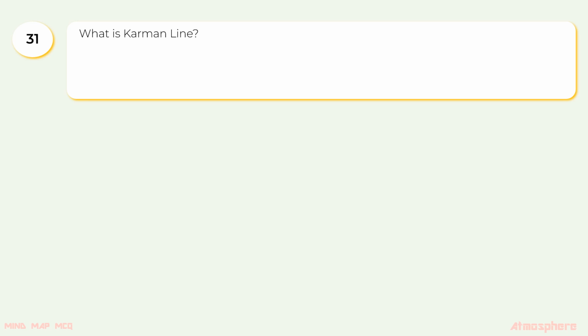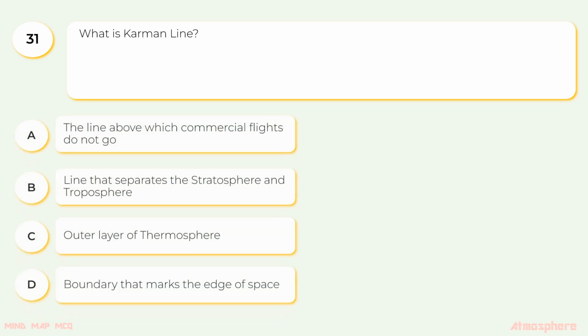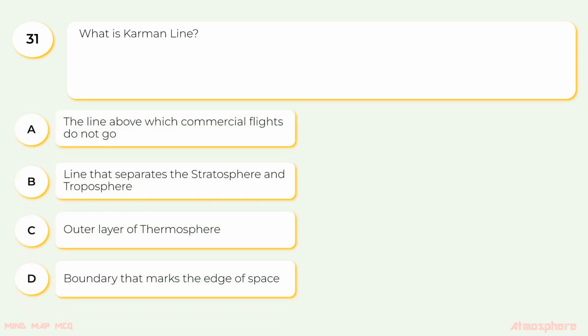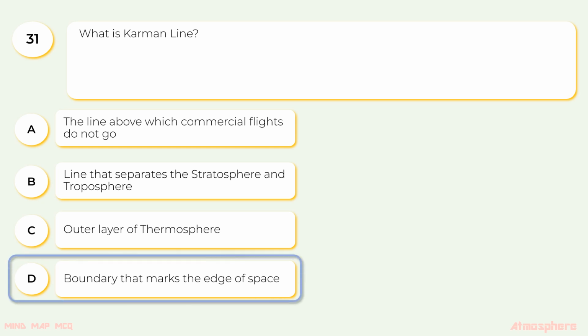31. What is Kármán line? The options are A. The line above which commercial flights do not go, B. Line that separates the stratosphere and troposphere, C. Outer layer of thermosphere, D. A boundary that marks the edge of space. The correct option is D. Boundary that marks the edge of space.